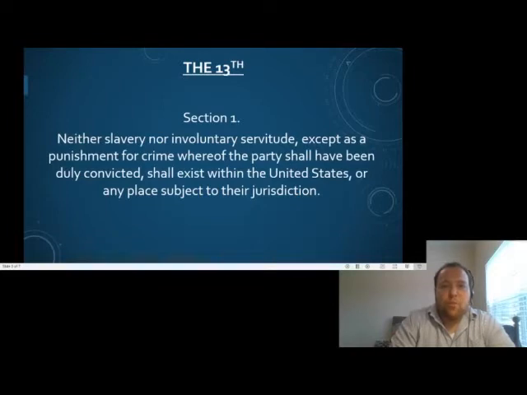Neither slavery nor involuntary servitude, except as a punishment for crime, whereof the party shall have been duly convicted, shall exist within the United States, any place subject to their jurisdiction. So slavery, this is 1863, 1864, I think 64. Google me on that one. Slavery is ended with the 13th Amendment.